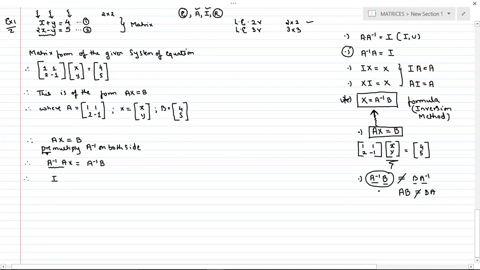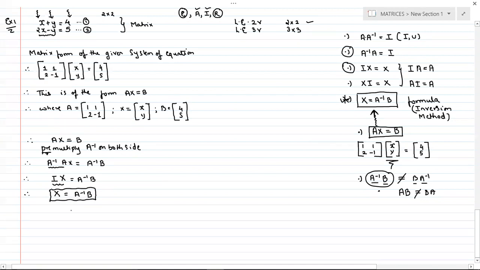And we'll keep this X as it is for a while. And then on the right hand side is A inverse B. The next, we know that I into X is what? Whenever you multiply I with any alphabet, you will get that same alphabet. Yes or no? So here we had created the formula, we got the formula for the inversion method. Okay, so this is the formula, that is X equals A inverse B.